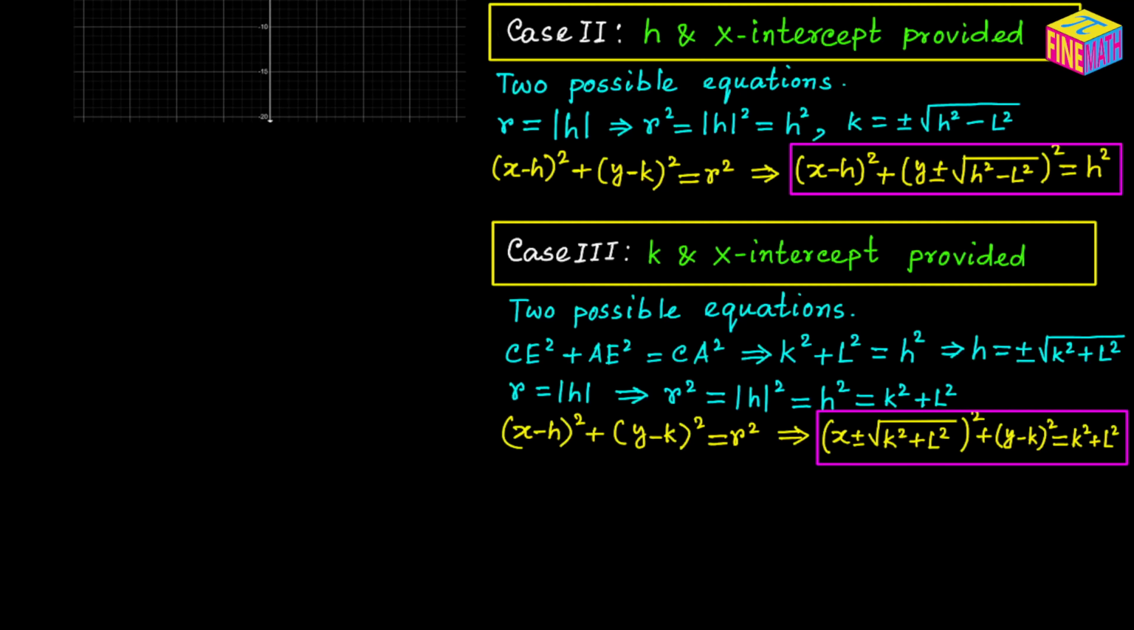Using the plus and minus sign in the first parenthesis, we can come up with two different equations, and they will represent the two possible circles. I hope things are clear up to this point. Next, we are going to work on a couple of examples.